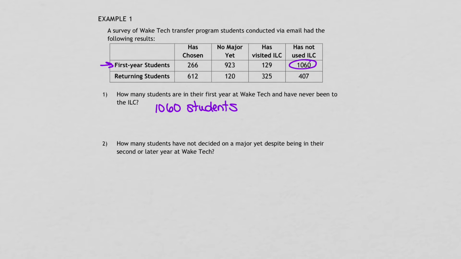How many students have not decided on a major yet, despite being in their second year or later at Wake Tech? So we're looking at those that have not decided on a major, despite being in their second year or later. So that's not first-year students. So that would be 120 students.